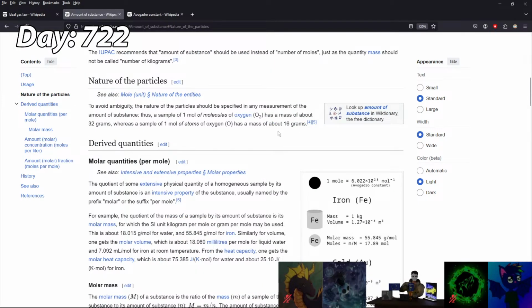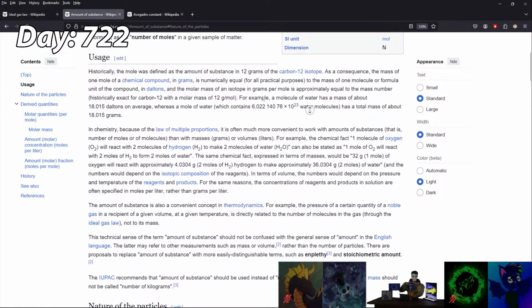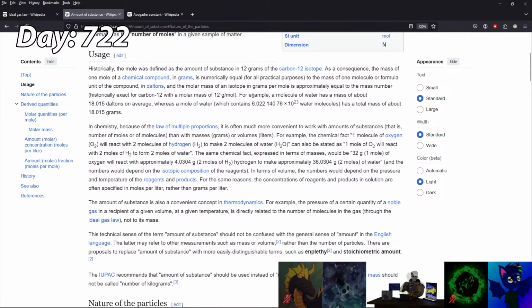The nature of particles should be defined. Just like an example. As a consequence, the mass of 1 mole of a chemical compound in grams is numerically equal to the mass of 1 molecule of the compound in daltons. Molar mass of the amount of substance in 12 grams.